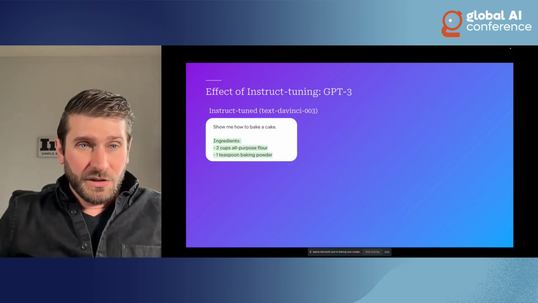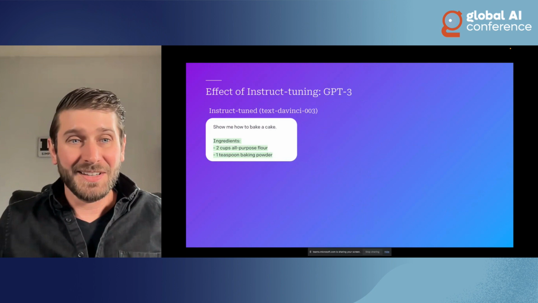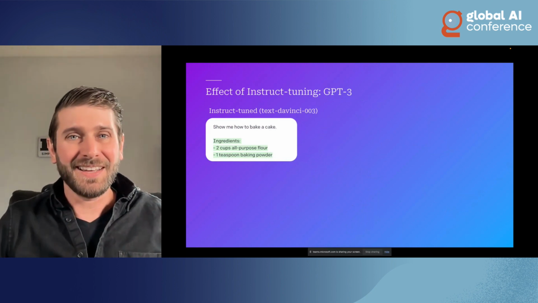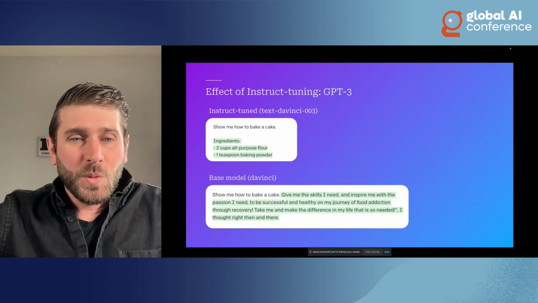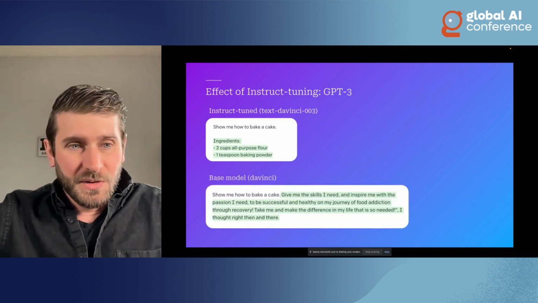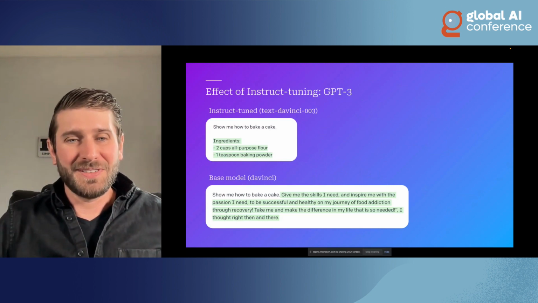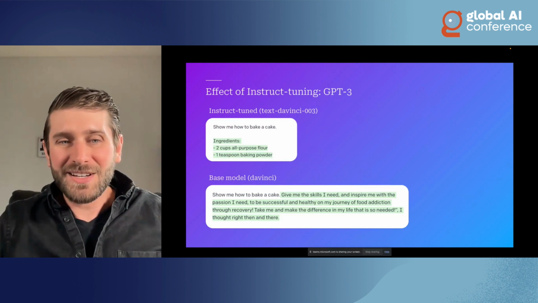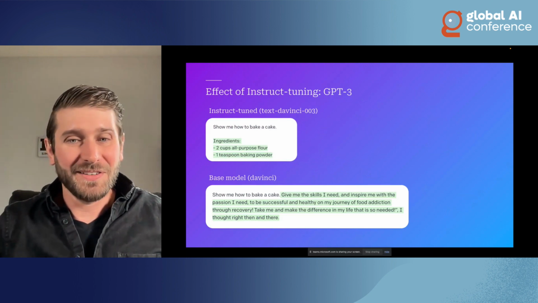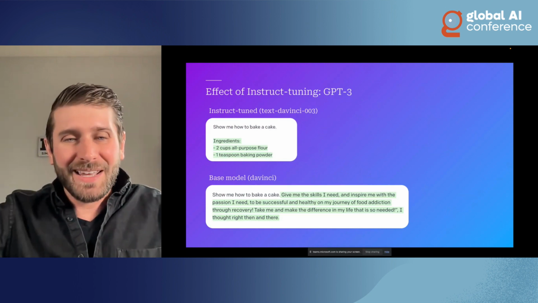With Text DaVinci 003, which has been instruct tuned, you say, show me how to bake a cake, and it starts to list ingredients. Like it's trying to show me how to bake a cake. With the base model, before instruct tuning, you say the same prompt, and it sort of goes off on a weird tangent. Give me the skills I need and inspire me with the passion I need to be successful and healthy on my journey of food addiction through recovery. That's not telling me how to bake a cake.